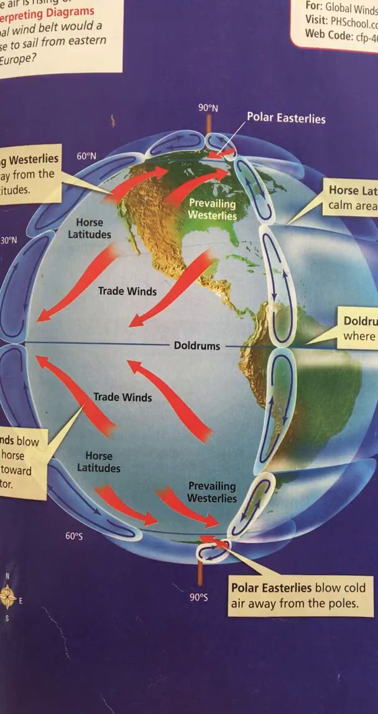Page 49, global winds. Global winds are winds that blow steadily from specific directions over long distances. Like local winds, global winds are created by the unequal heating of Earth's surface. But unlike local winds, global winds occur over a large area.